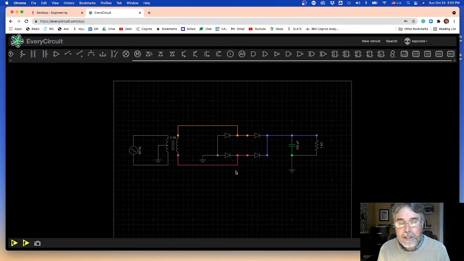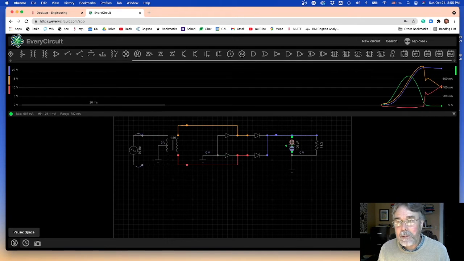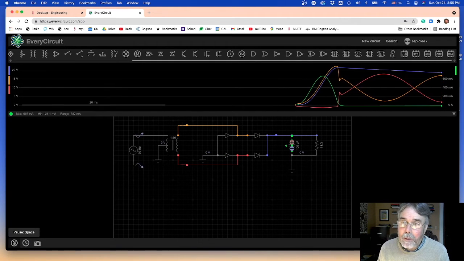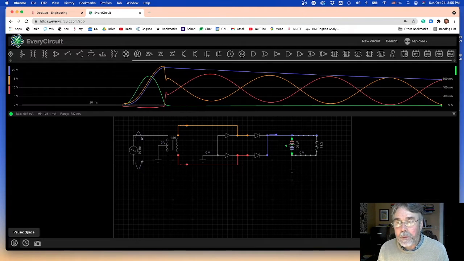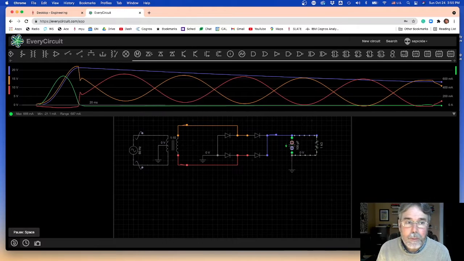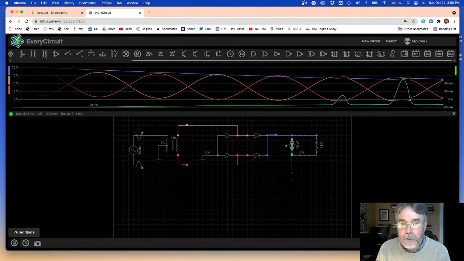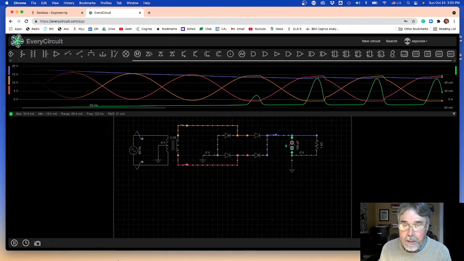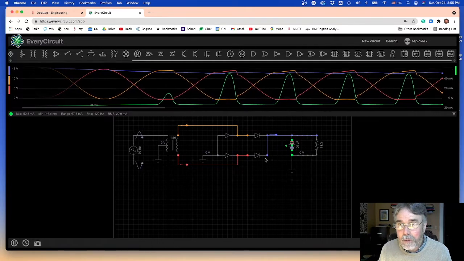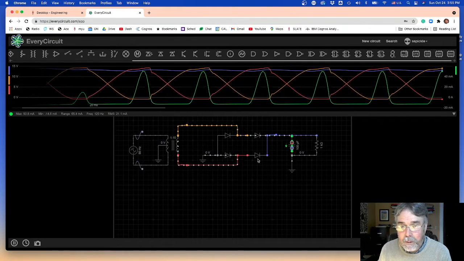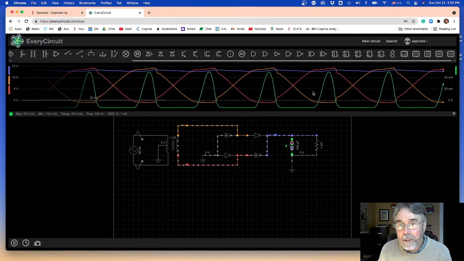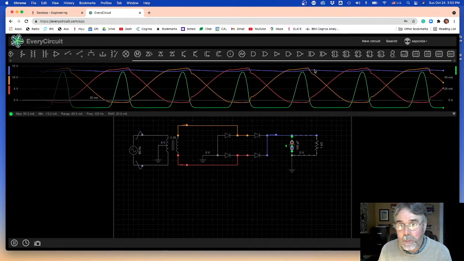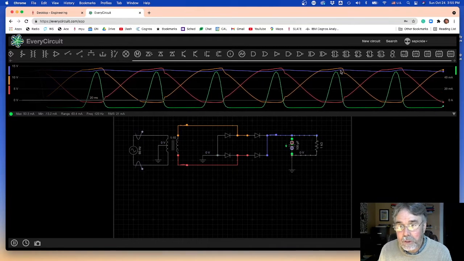Let's look at this other tab. In this other tab, I have the same circuit in EveryCircuit. Now you remember EveryCircuit is not as sophisticated as, say, ORCAD or even LTSPICE, but the one thing it does have going for it is it produces a nice visual representation of what's going on. And you can really see here how the current only flows. The green is the current here. It's only flowing for that short period of time when the capacitor is getting charged. So the capacitor is discharging, charging, discharging, charging.